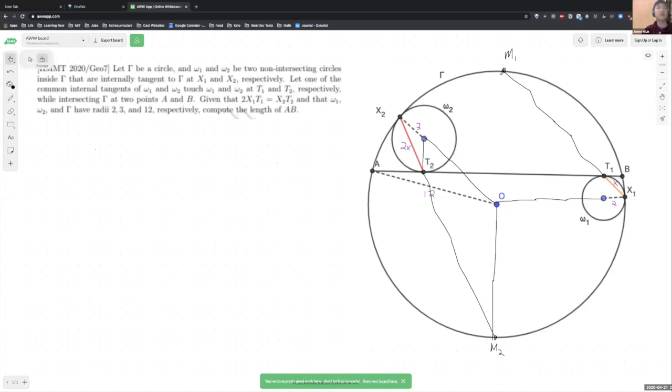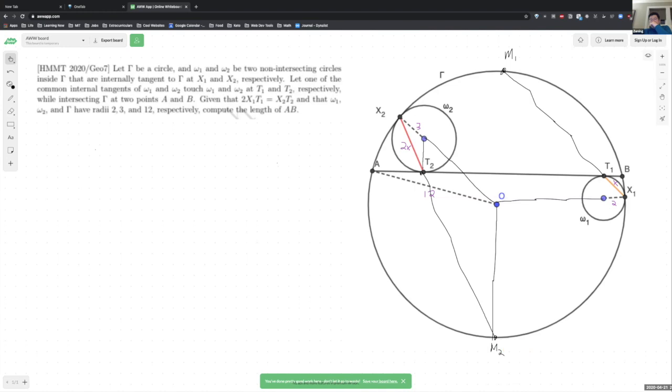Yeah. So basically, you want to look from the perspective of x2. So x2 is a homothety that takes this smaller circle omega 2 to the big circle gamma. Basically if you dilate with a certain factor, you can get from omega 2 to the big circle. And actually, you know what the factor is. The factor is 4 because it's just the ratio of the radii, which is 3 to 12. So if you dilate T2 by a factor of 4, you'll get a point on the circle here.